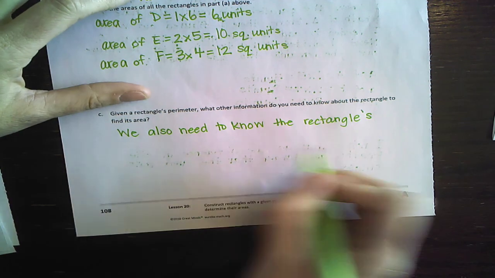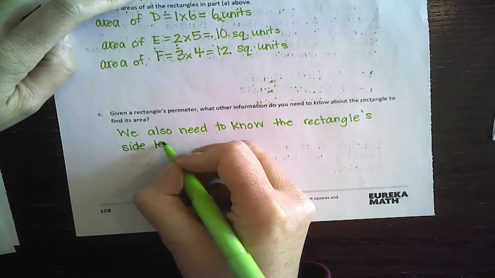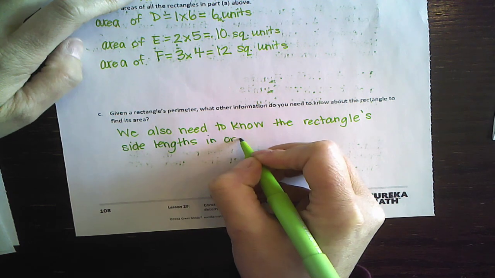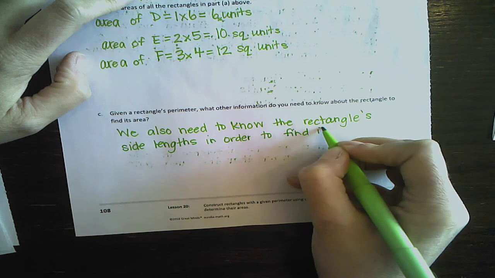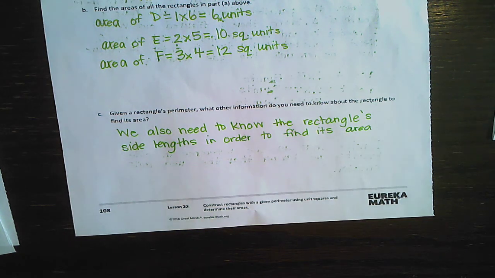Okay. We also need to know the rectangle's side lengths in order to find its area.